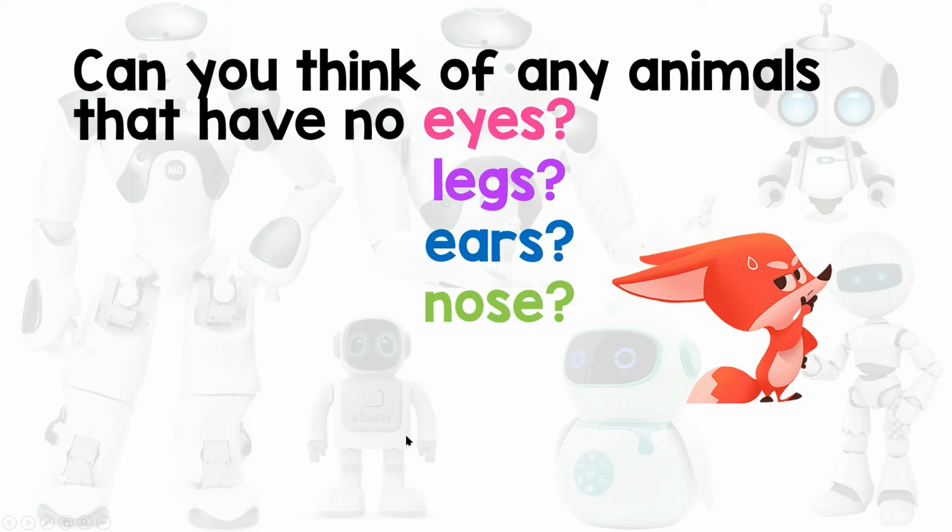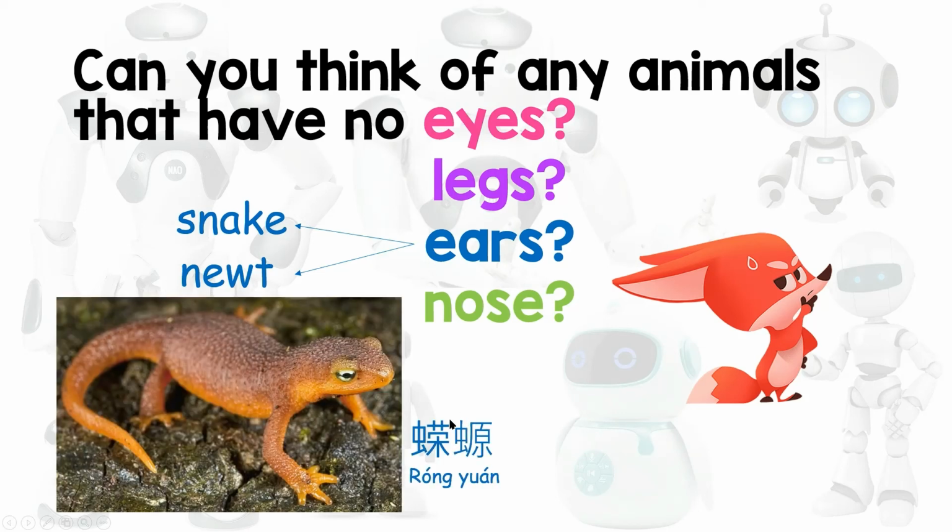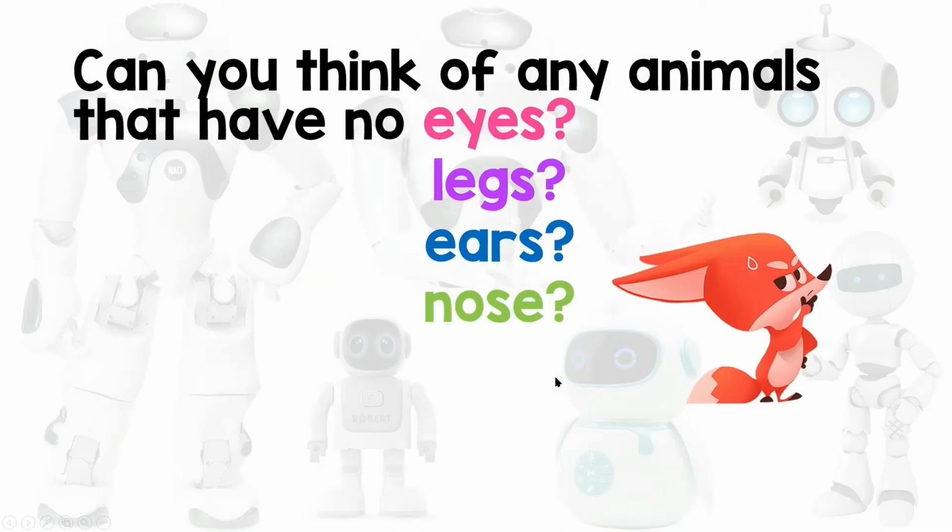Can you think of any animals that have no ears? Yes, a snake as well. Can you think of any other animal that has no ears? A newt. Do you know what a newt is? Newt 就是蝾螈。蝾螈. It looks like a lizard, doesn't it? But lizards have ears. Just like the frogs, they have ear openings to hear. Lizards 是像青蛙这样有耳朵的，蝾螈是没有的。They have no ears. They can't hear.